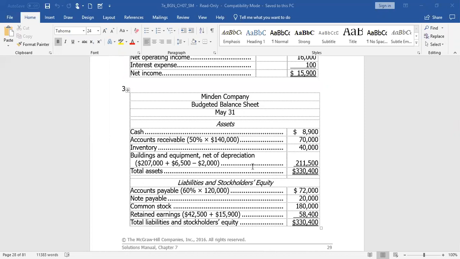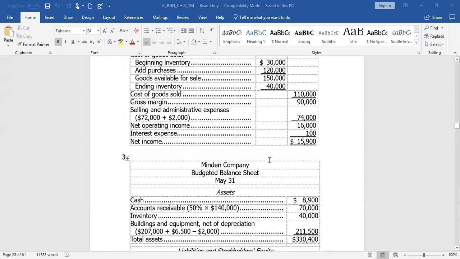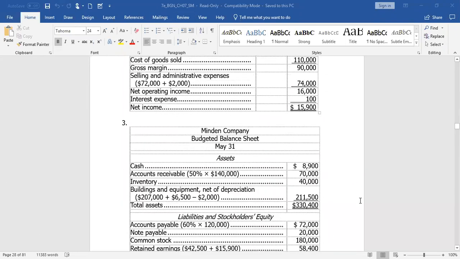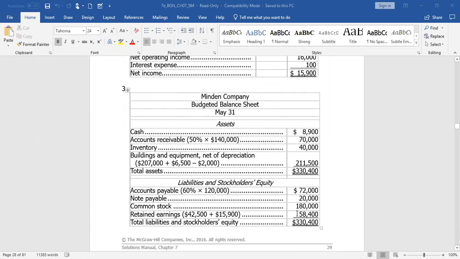Retained earnings starts at a balance at the beginning of May of $42,500. Add budgeted net income of $15,900 to it. There's no information here about dividends being paid, so there's no subtractions from retained earnings on our budgeted balance sheet. So we're going to add the liabilities and stockholders' equity, and they should equal total assets. If they don't, you should find out why. Well, not should, you have to. So there's an illustration of how we prepare a cash budget, a budgeted income statement, and a balance sheet.